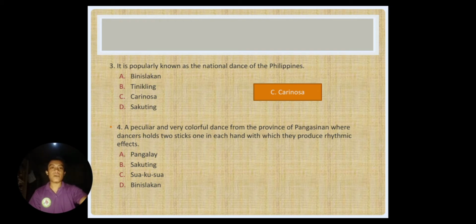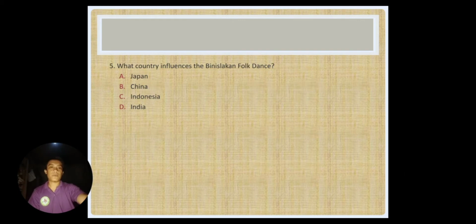Number 4. It is a peculiar and very colorful dance from the province of Pangasinan, where dancers hold 2 sticks, one in each hand, with which they produce rhythmic effects. A. Pangalay. B. Sakuting. C. Suwa-Kusuwa. Or D. Binislakan. The answer is letter D. Binislakan.